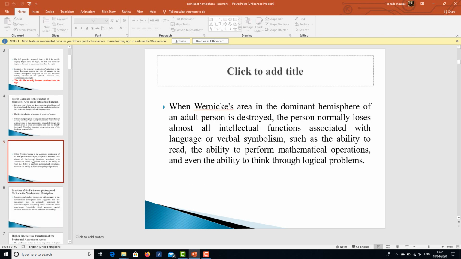Now, when Wernicke's area in the dominant hemisphere of an adult person is destroyed, the person normally loses almost all intellectual functions associated with language or verbal symbolism, such as the ability to read, the ability to perform different mathematical operations, sums, and even the ability to think through logical problems.